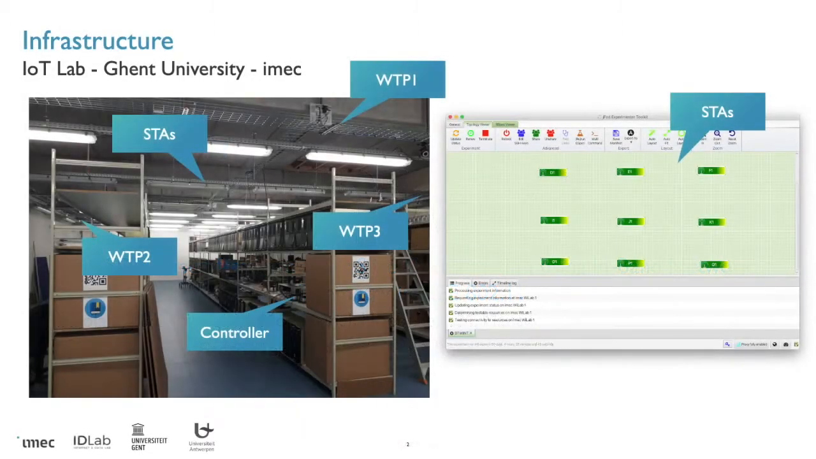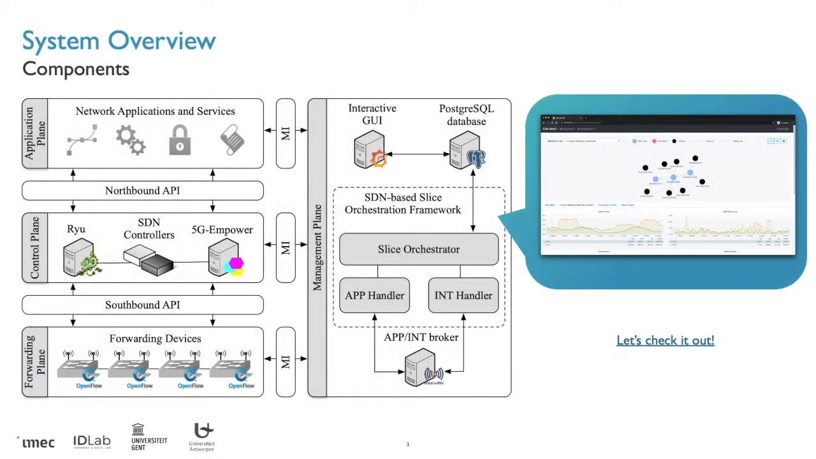First of all, our framework is built in an SDN-enabled 5G infrastructure at the Industrial IoT Lab located in Ghent, Belgium. 3 access points were installed to compose the wireless termination points, while 9 Intel NUCs are used as stations. In addition, a single computer connected to the wired segment is used to host all network controllers.